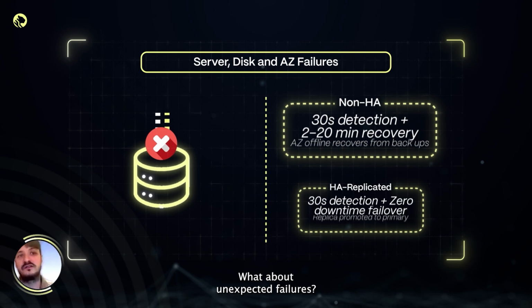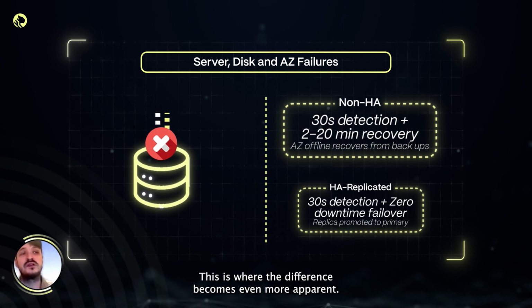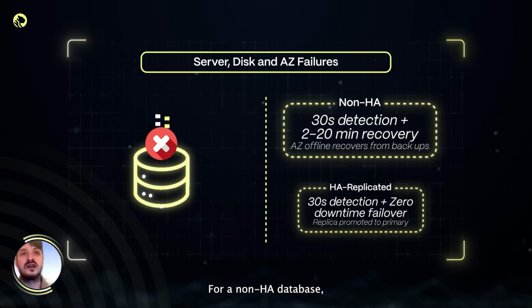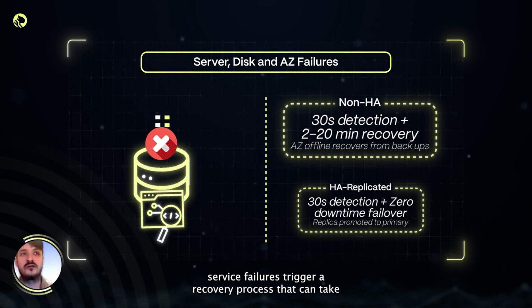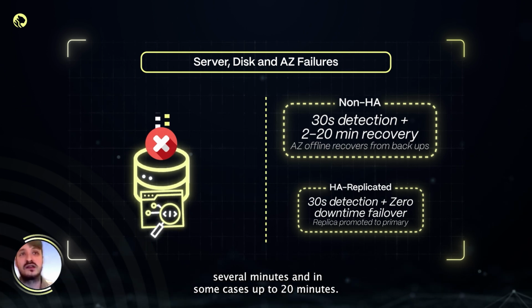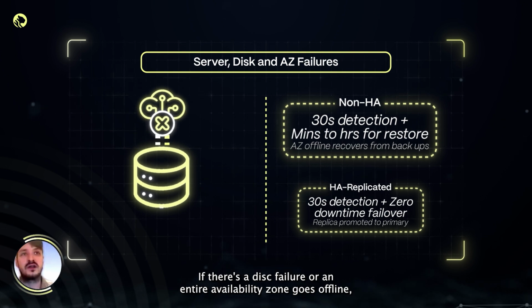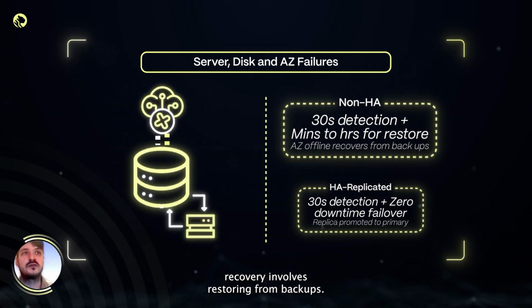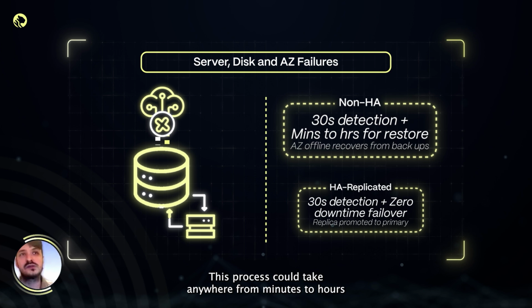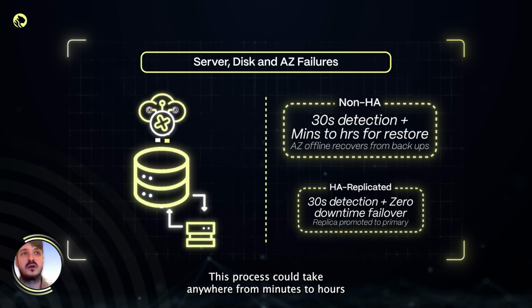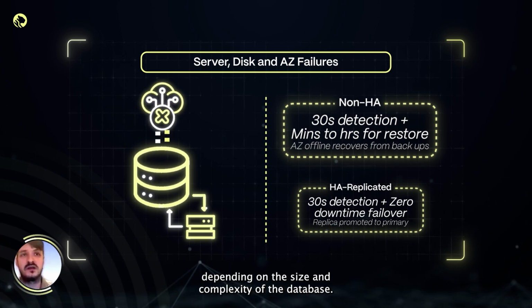What about unexpected failures? This is where the difference becomes even more apparent. For a non-HA database, server failures trigger a recovery process that can take several minutes and in some cases up to 20 minutes. If there's a disk failure or an entire availability zone goes offline, recovery involves restoring from backups. This process could take anywhere from minutes to hours depending on the size and complexity of the database.